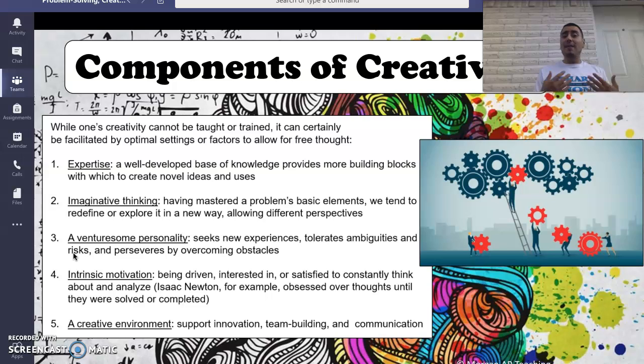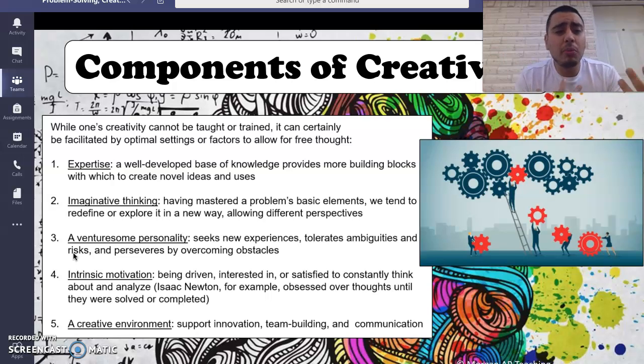So to have expertise is just to have a well-developed base of knowledge that provides more building blocks with which to create novel ideas and uses. Now, imaginative thinking is having mastered a problem's basic elements, right? We tend to redefine or explore it in a new way, allowing a different perspective to hit us. A venturesome personality seeks new experiences. It tolerates ambiguities and risks, and perseveres by overcoming obstacles.